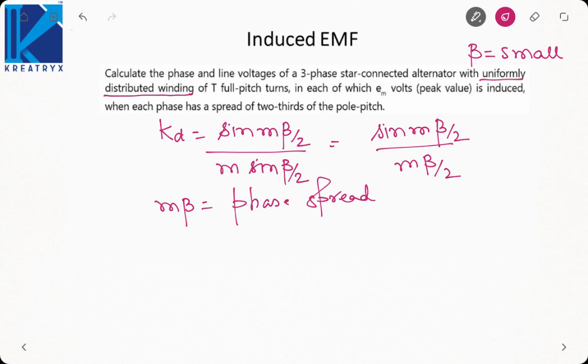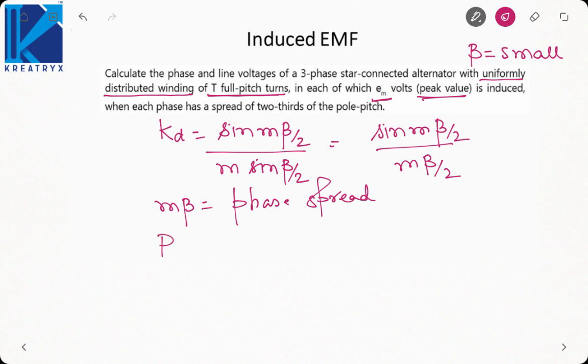Okay. Now what is it telling us here? It has T full pitch turns. So the number of turns is T. Induced EMF in each turn is Em, that is also the peak value. We have to find out phase and line voltage when each phase has a phase spread of 2/3 the pole pitch.